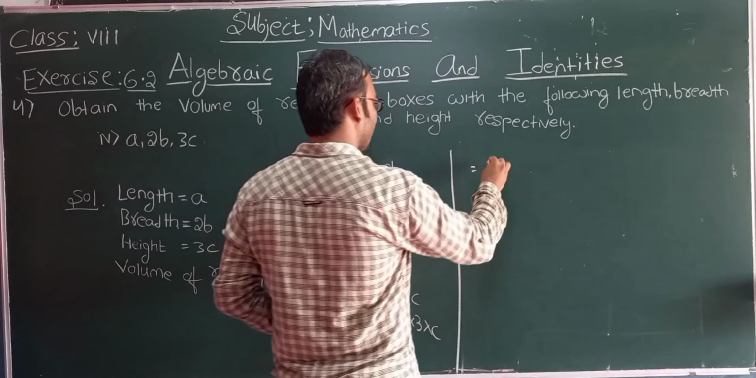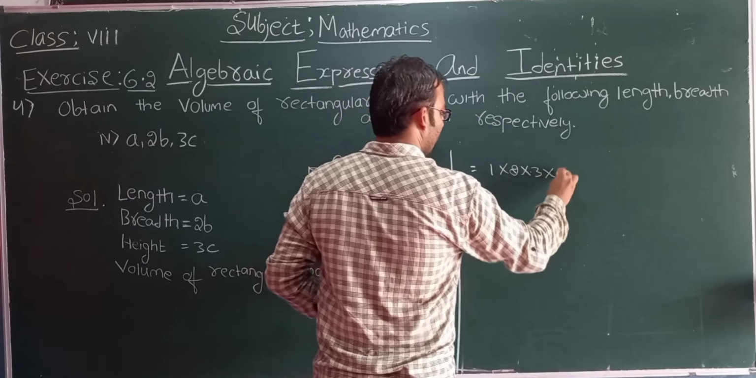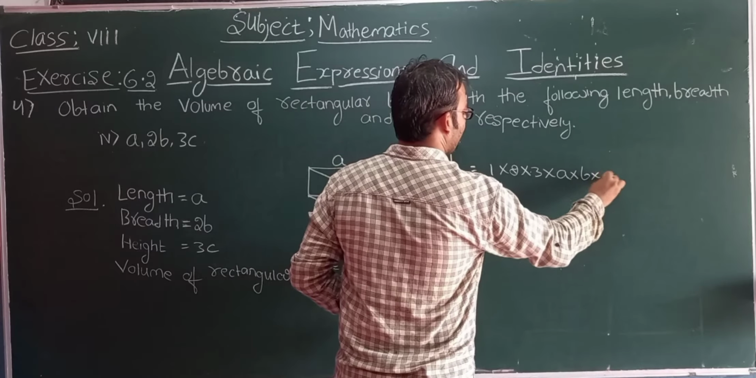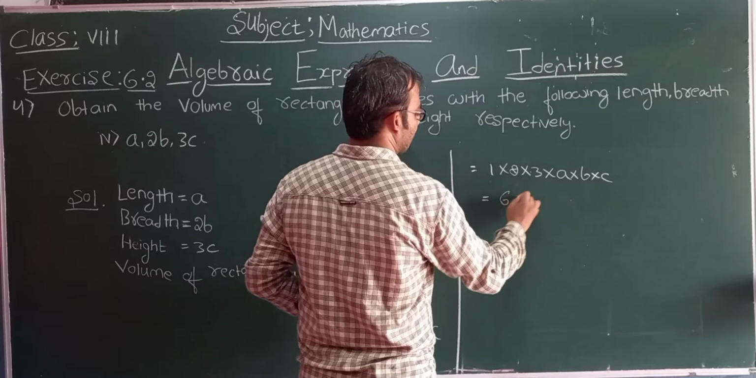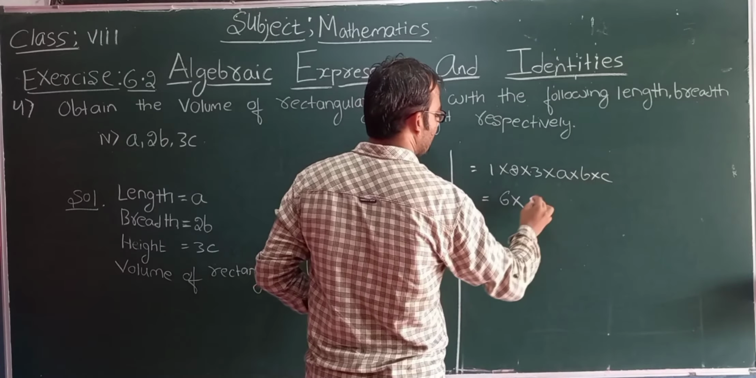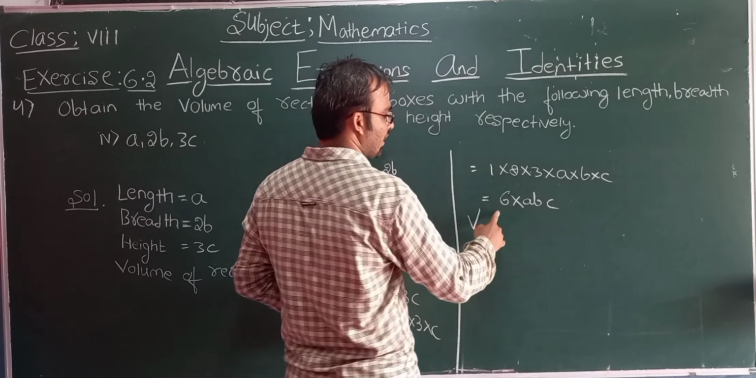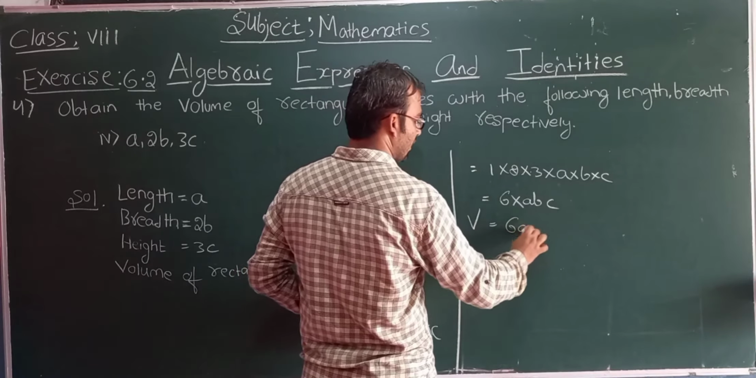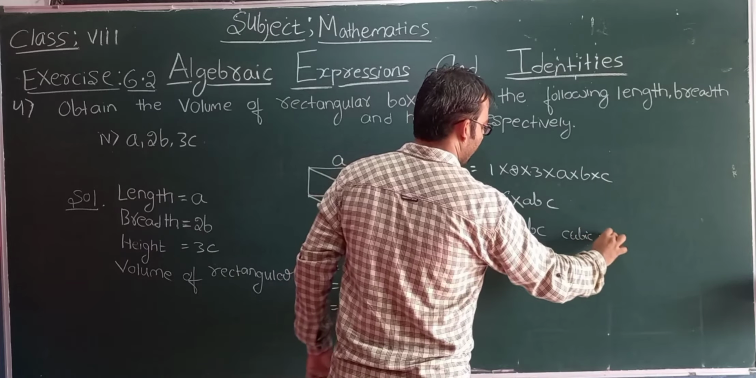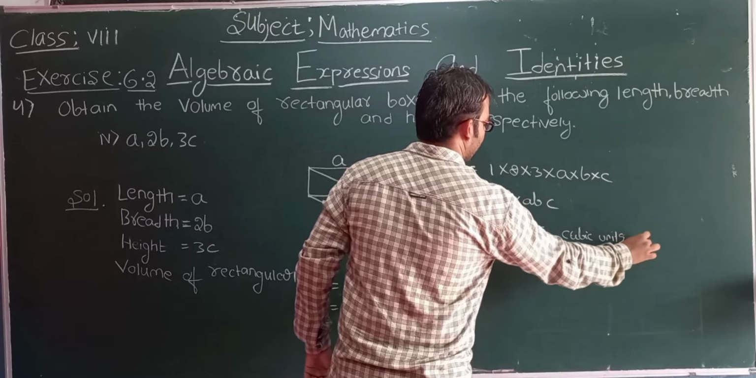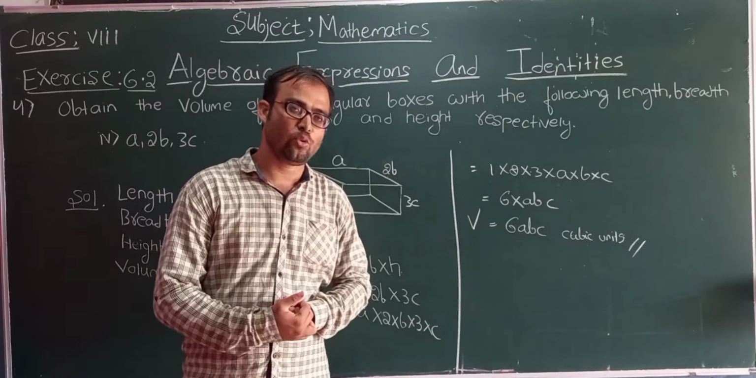Okay, so here 1 into 2 into 3 into A into B into C. 1 2s are 2, 2 3s are 6, into A into B into C is A B C. So here volume is equal to 6 into ABC, which is 6 ABC cubic units. So the volume of this one is 6 AB cubic units.